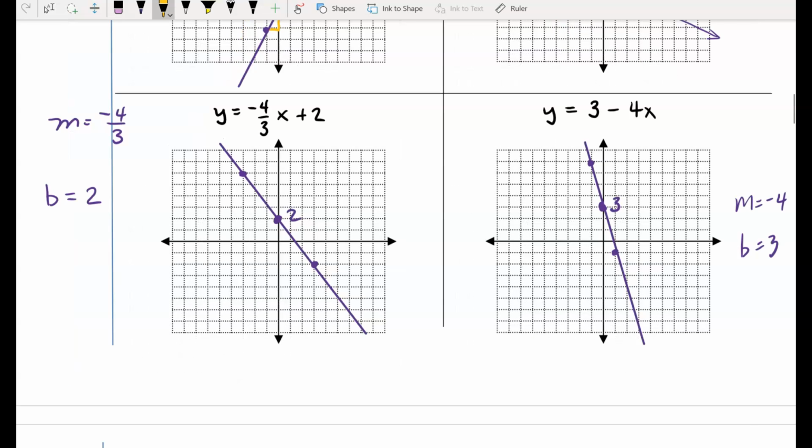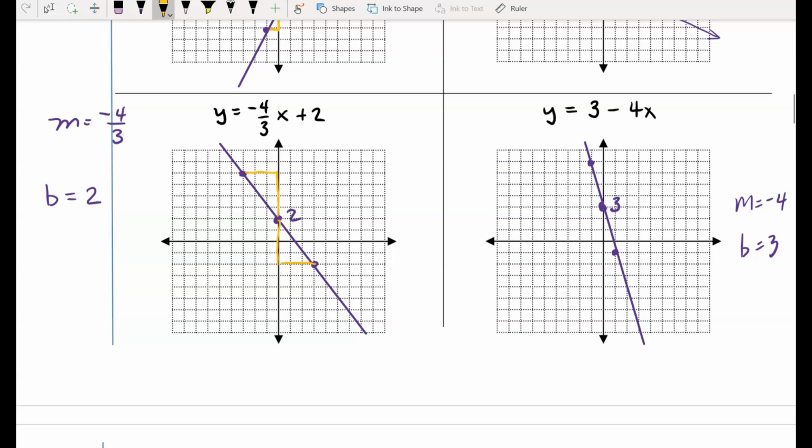Alright, we're back. Do your graphs look like this? Notice the y-intercept on the first graph is at 2, and then since I have a slope of negative 4/3, I want to go down 4 and to the right 3, or maybe I went up 4, which is positive, and left 3, which is negative, but I get that downhill line because of the negative slope.